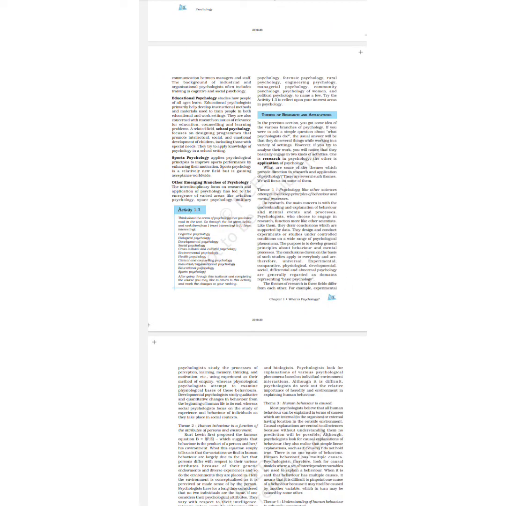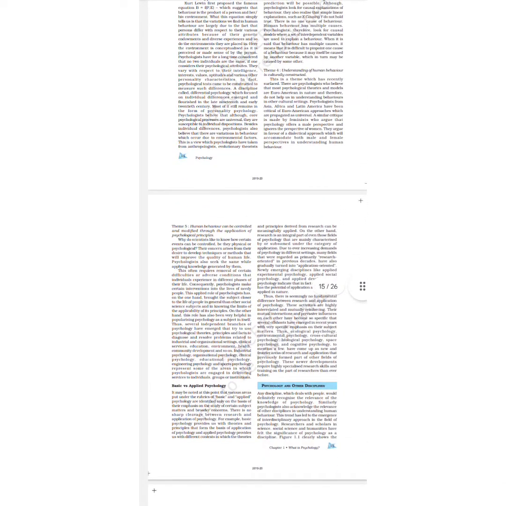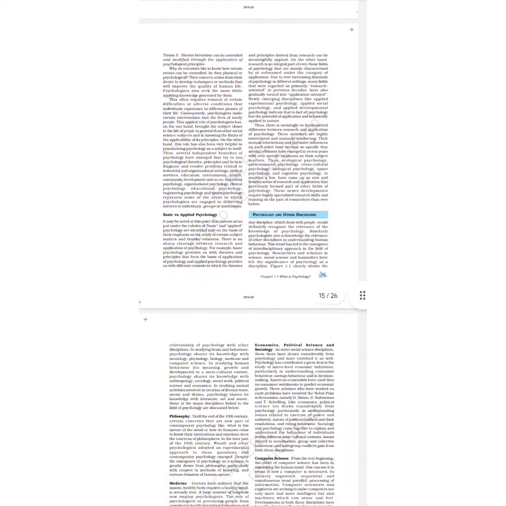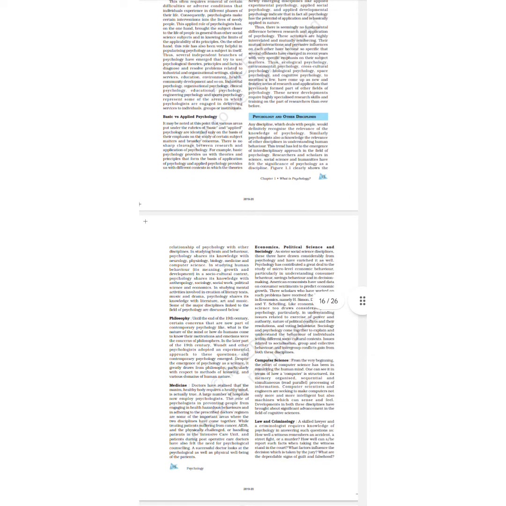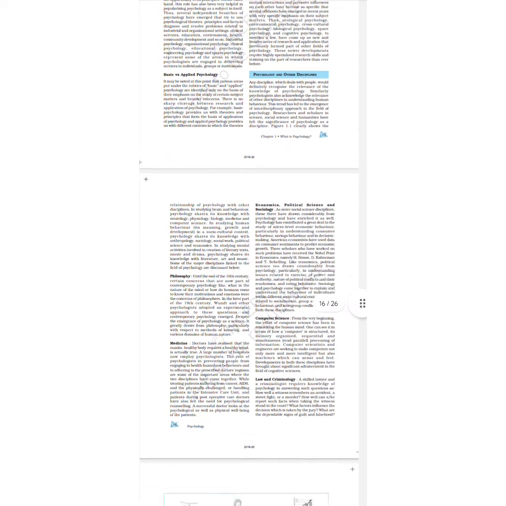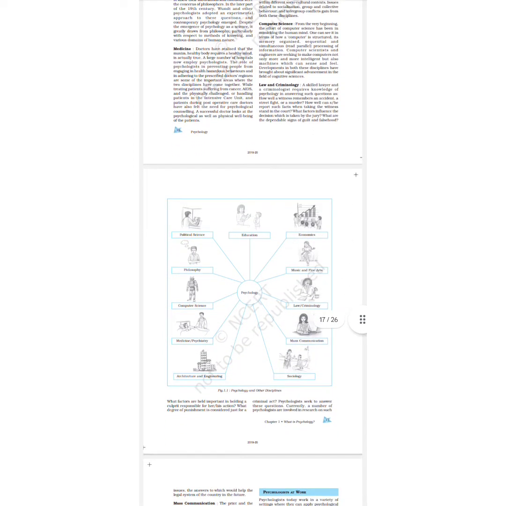So answer would be health psychology. Next, the topic themes of research and application. This is deleted from your syllabus, this you can leave. Next is psychology and other disciplines. Yes, psychology you would be finding interrelated with all the disciplines. You could see the flow chart on this page number 17.